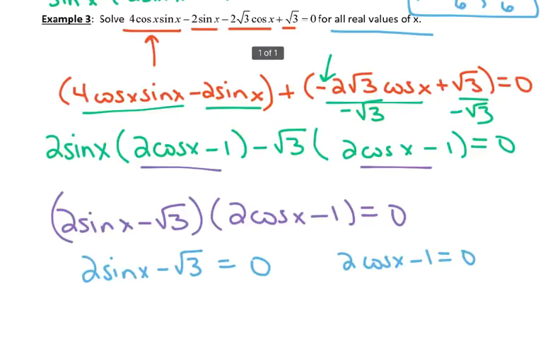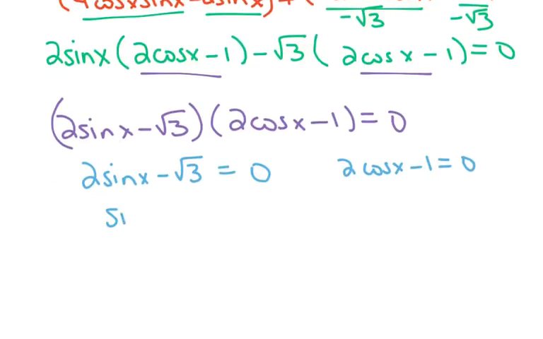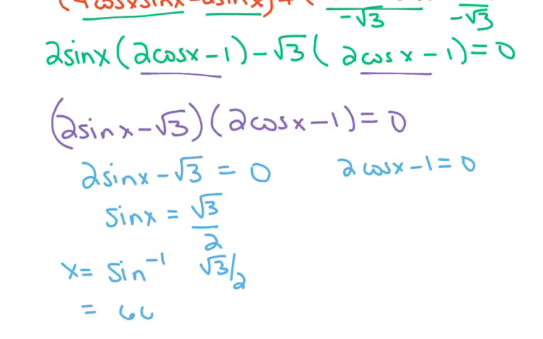And it didn't distinguish between degrees or radians. So I would just do this in degrees because I think it'll be easier. So think about this problem algebraically. You would add square root of 3 and divide by 2. So we're going to do the inverse sine of square root of 3 over 2. And in my calculator, it'll spit out 60 degrees.